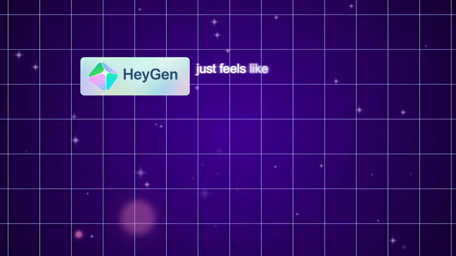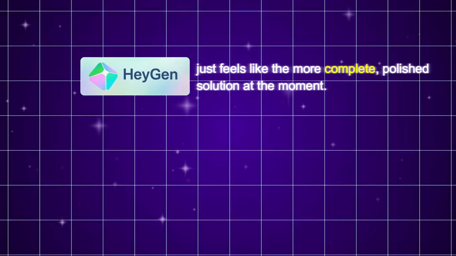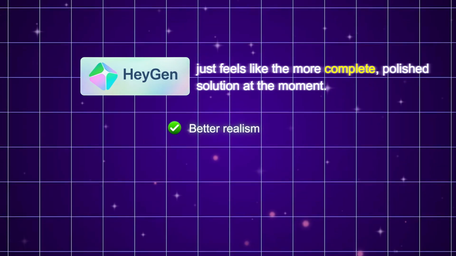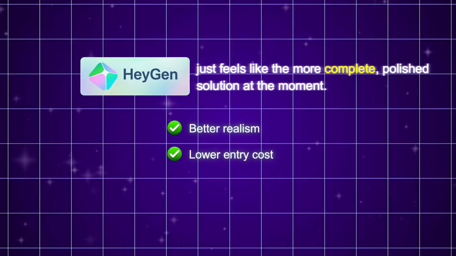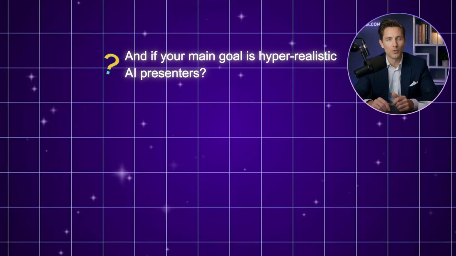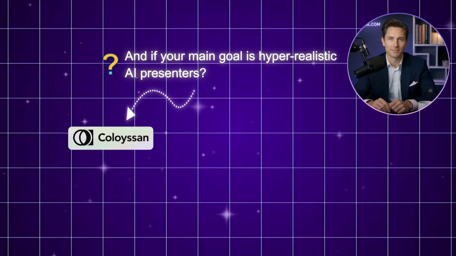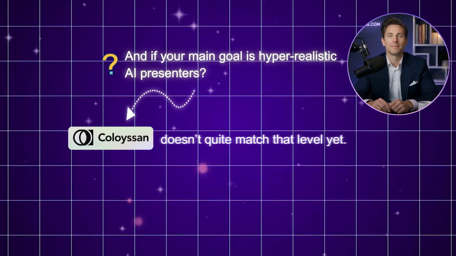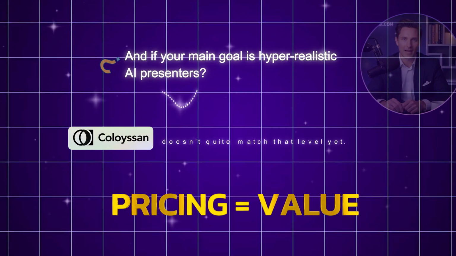Honestly, HeyGen just feels like the more complete, polished solution at the moment. Better realism, lower entry cost, more flexibility. And if your main goal is hyper-realistic AI presenters, Colossyan doesn't quite match that level yet. At the end of the day, pricing has to align with value. And for many creators and small teams, that comparison matters a lot.